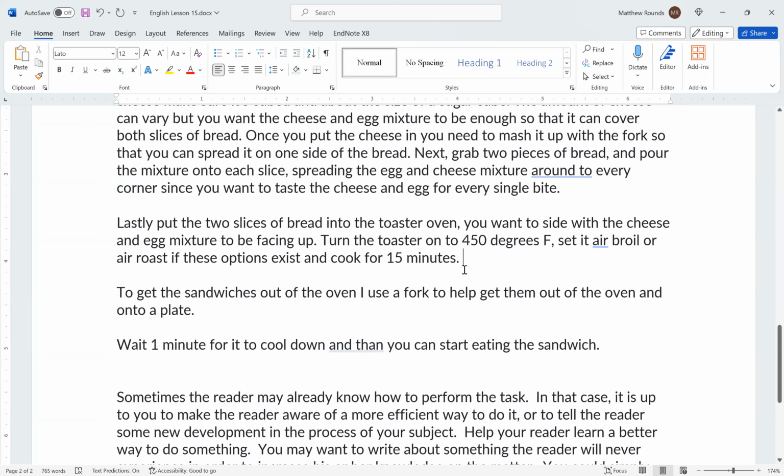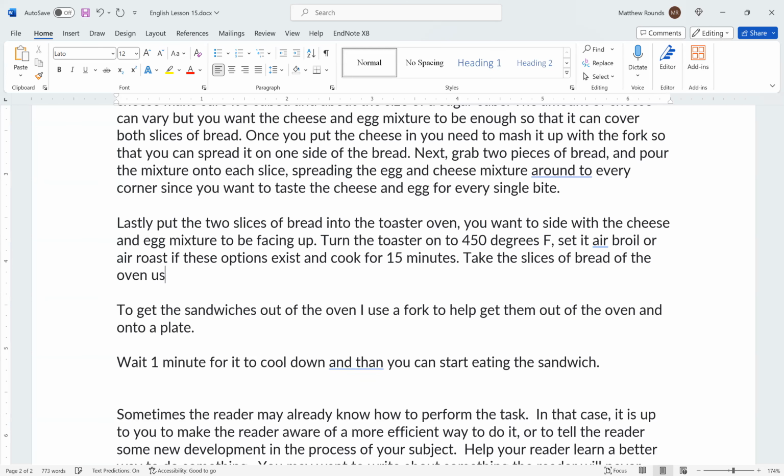Okay. All right. Take the slices of bread out of the oven using a clean fork. Now, this is something that I don't know because I've never had one of these. Do you press the bread together? Do you stack them? Do you eat them separately? I eat them separately, because it tastes better when you eat them separately than together. I've tried.